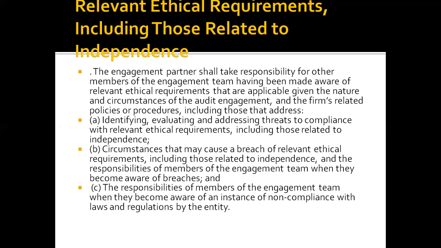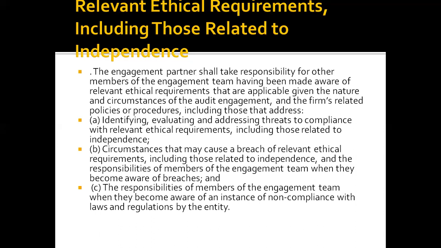See, the responsibility of members of the engagement team when they become aware of an instance of non-compliance with laws and regulations by the entity. So what do you do if you just discover that the company you're auditing is funding terrorism, or is perhaps involved in money laundering? On money laundering, at least I'm familiar with the Money Laundering Prohibition Act in Nigeria. Even when you are merely suspicious, not that you have confirmed the company is doing money laundering, suspicion of money laundering, you must report.